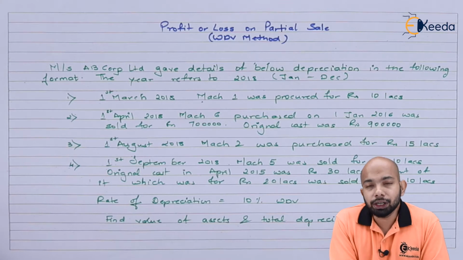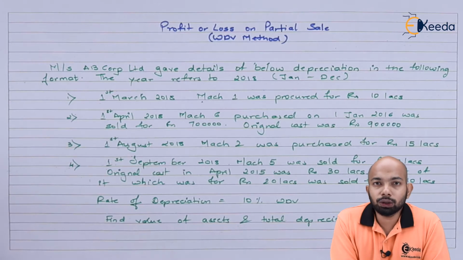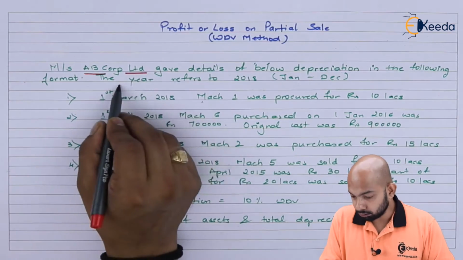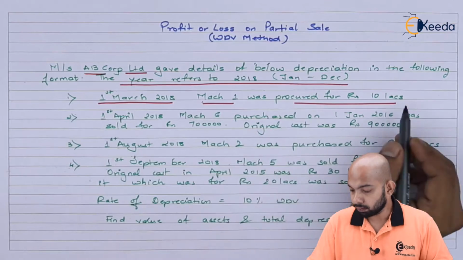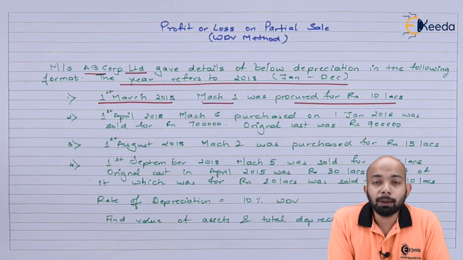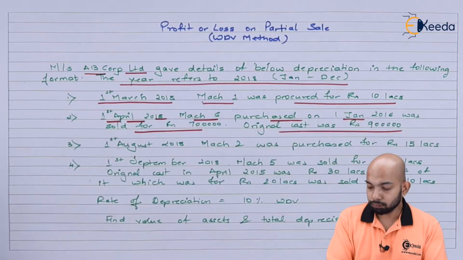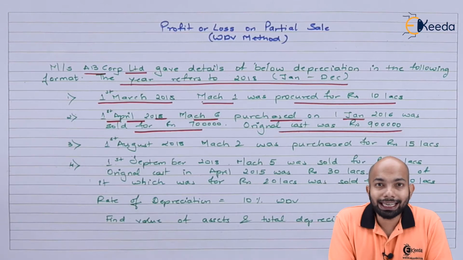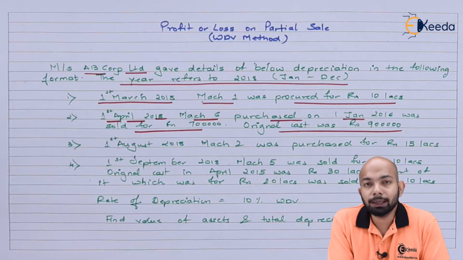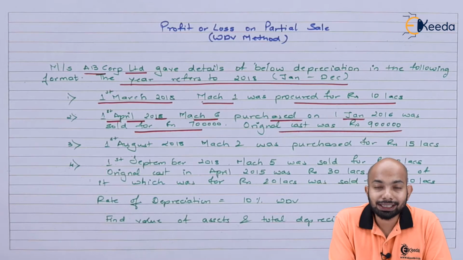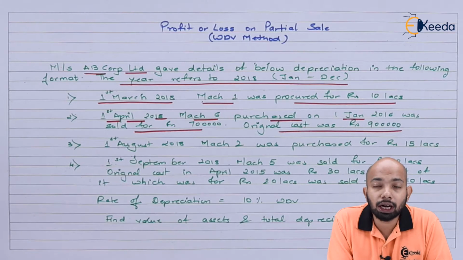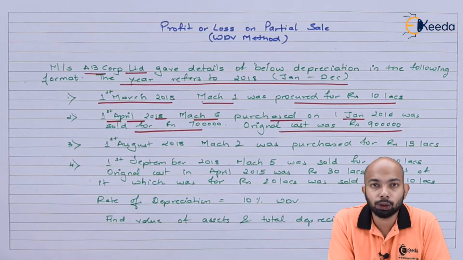Now there are a few more additional details that they have mentioned. Let's go through them one by one and we'll understand how the timeline is supposed to be prepared. On 1st of March 2018, machine 1 was procured for rupees 10 lakhs, is what they have mentioned here. On 1st of April 2018, machine 6, which was originally purchased in the year 2016, was sold out for rupees 7 lakh. The original cost of this asset was around 9 lakh rupees. They have mentioned the date, we will also highlight it.